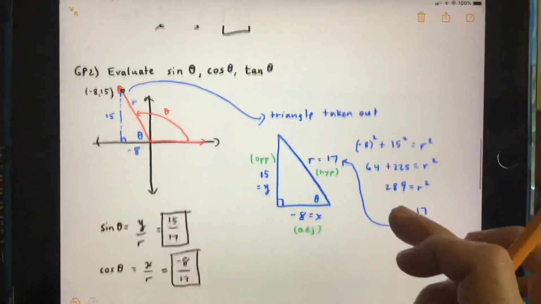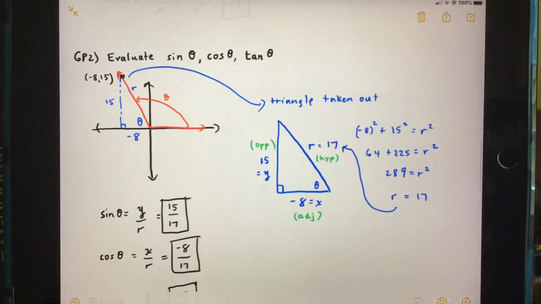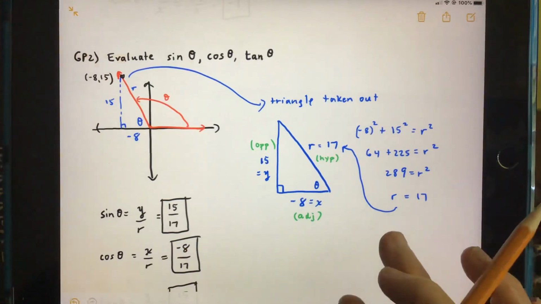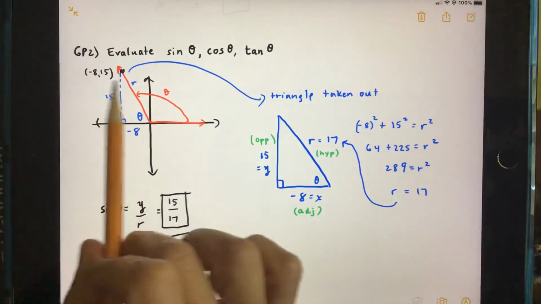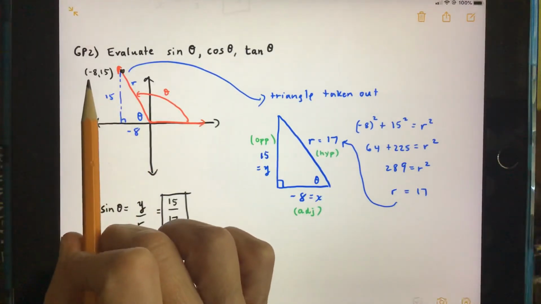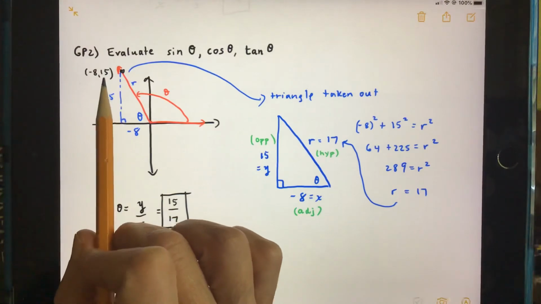Guided practice 2, evaluate sine, cosine, and tangent. And so in this case, we will avoid radicals. Yay, this is a perfect square situation. So we won't have the complications we had in guided practice 1 when we're writing our actual fractions. We're given negative 8 and 15 as our x and y values because there's our x coordinate negative 8. There's our positive y coordinate.